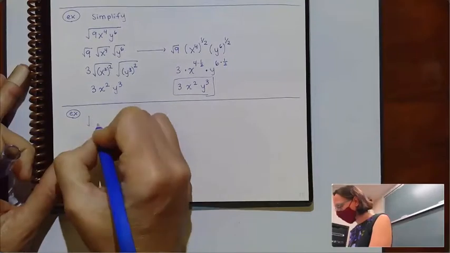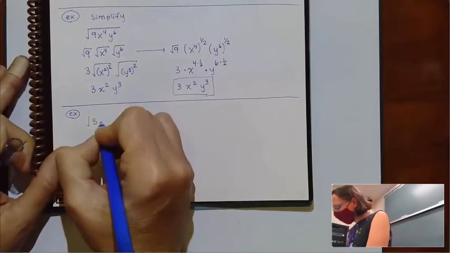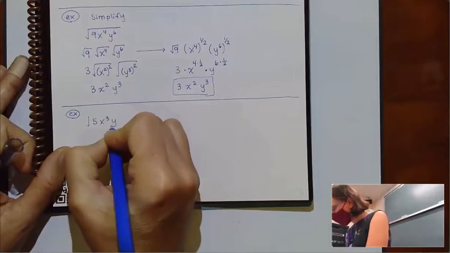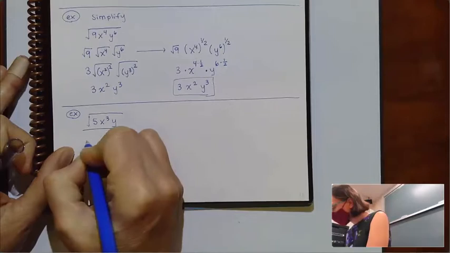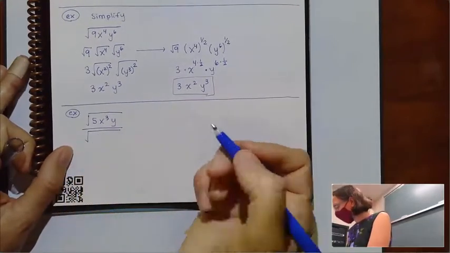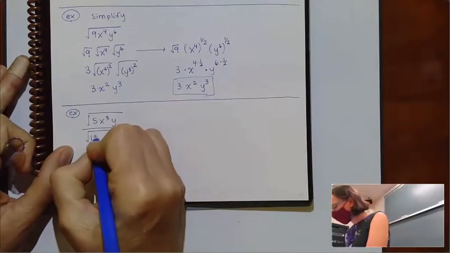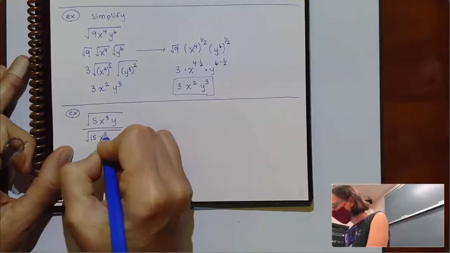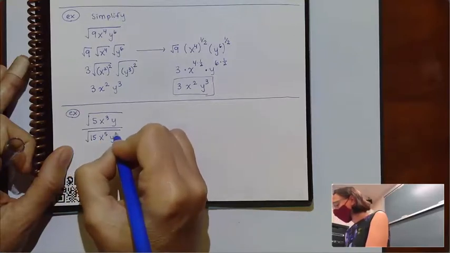Square root of 5x to the third y divided by the square root of 15x to the fifth y squared.